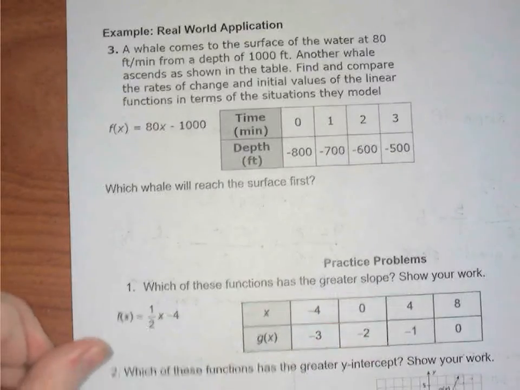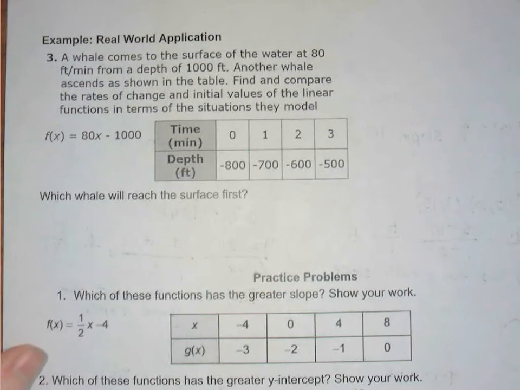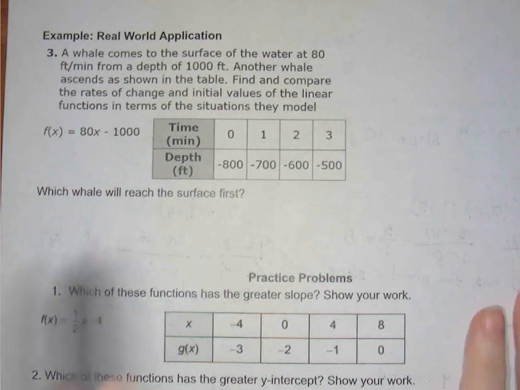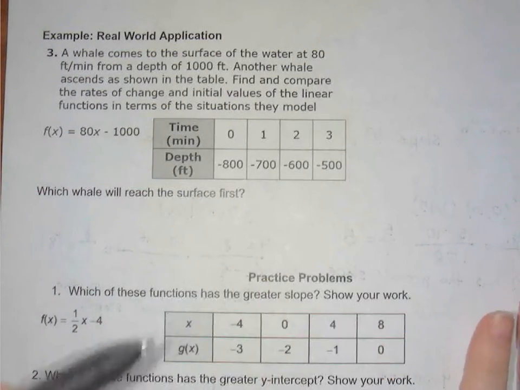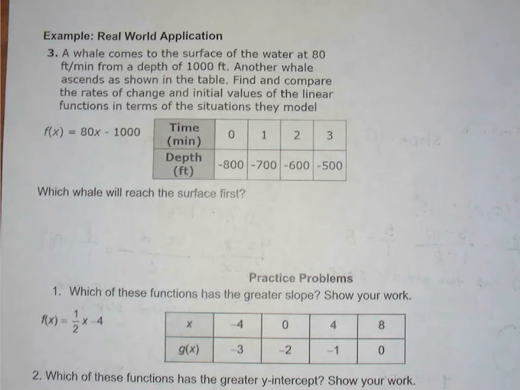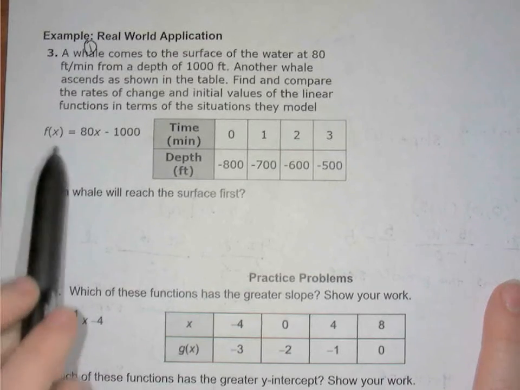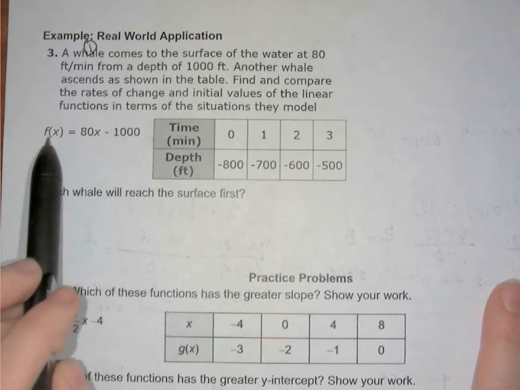So here's another real-world application. We've got a whale this time. He is breathing, so he's coming to the surface of the water. And he's going pretty quick. He's going 80 feet per minute, and he started at a depth, so down below the water, of 1,000 feet. He, whale number 1, is going to be represented in this function right here with the equation.